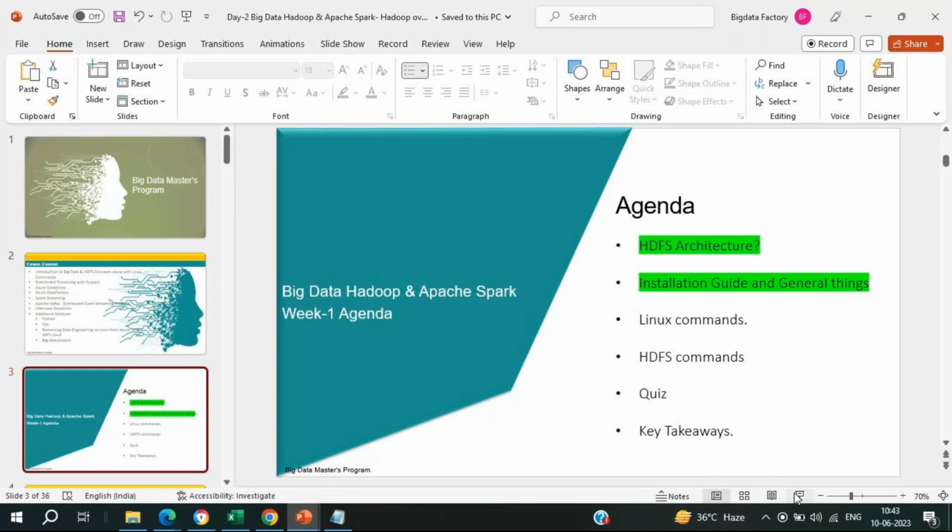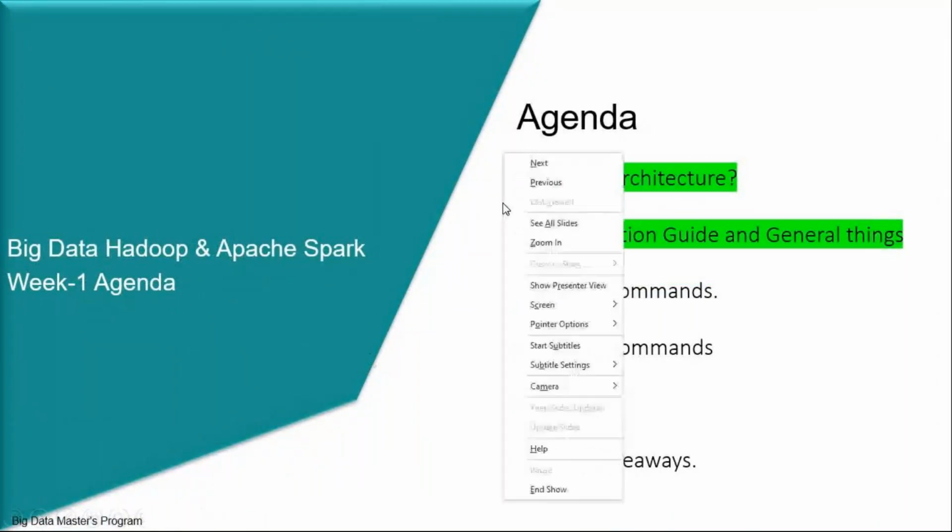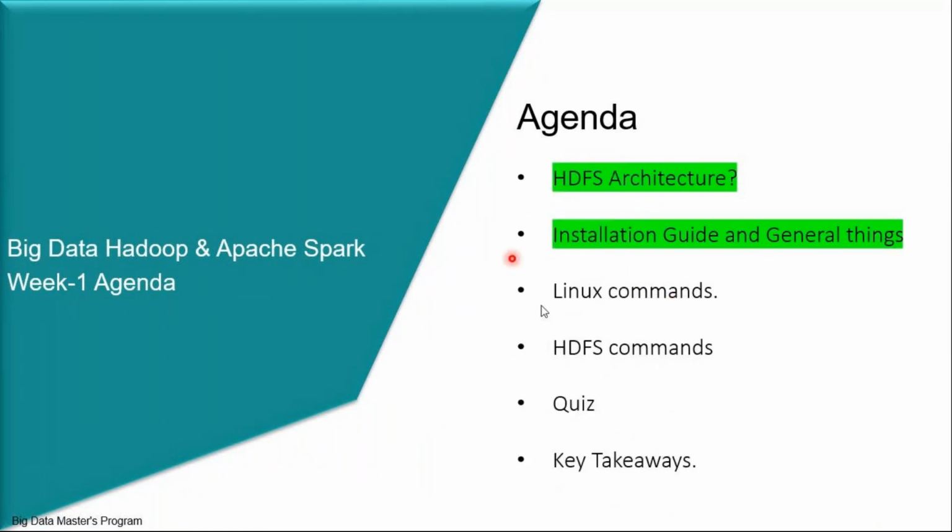Now the agenda for our week 1: it will be HDFS architecture. We will go into detail. Oh, sorry, Hadoop architecture. It is Hadoop architecture, not HDFS architecture. So we will go through Hadoop architecture, then how you will be able to install Hadoop on your machines. Certain guidelines are there; you just need to go through the guidelines, and you will have the Hadoop ecosystem on your machine. Then tomorrow we will cover Linux and HDFS commands, and we will take queries, and after each session we will go through certain takeaways.